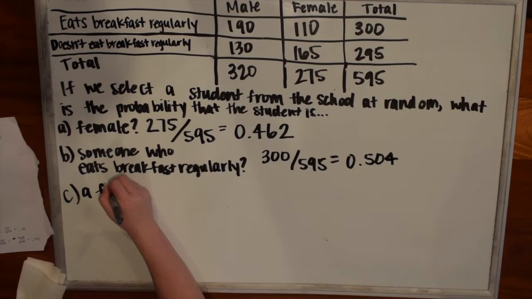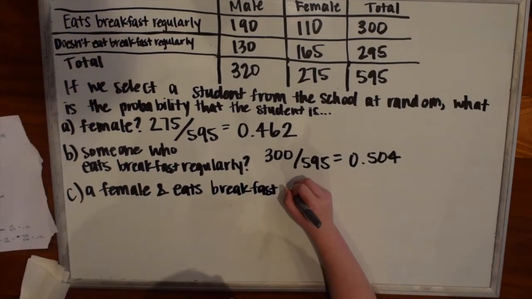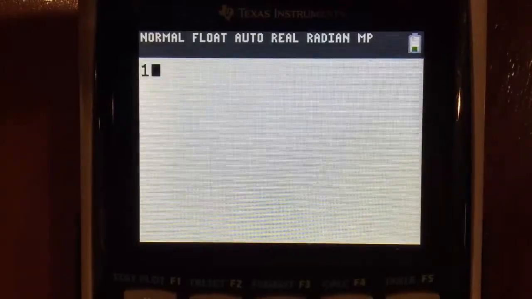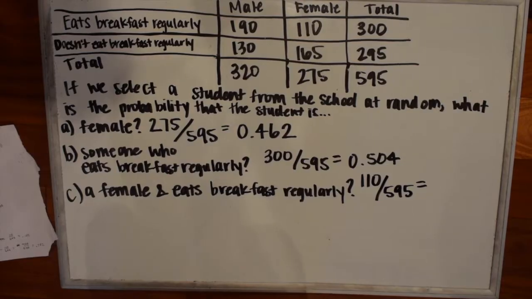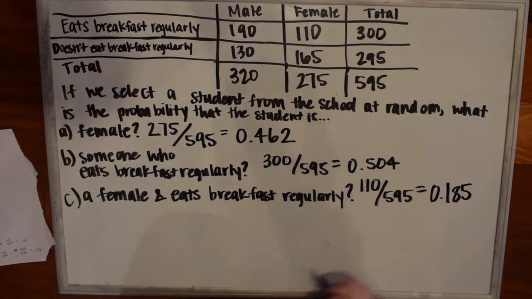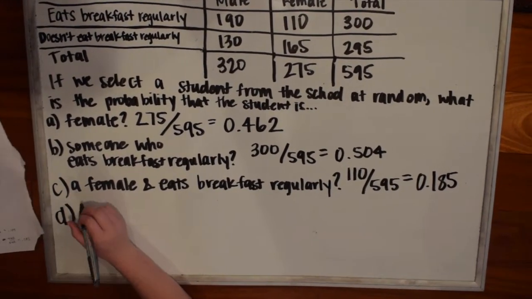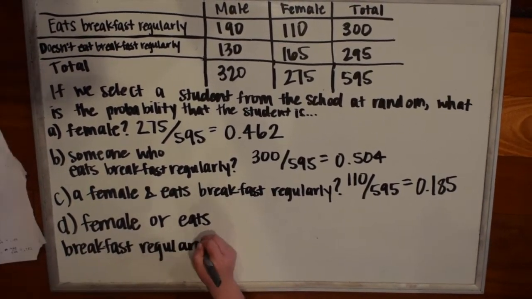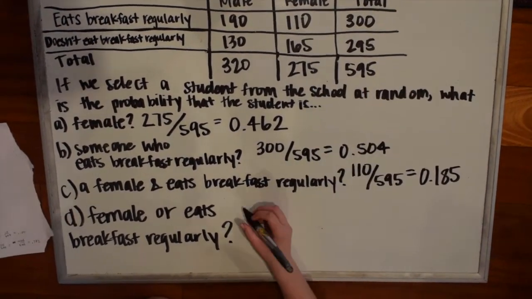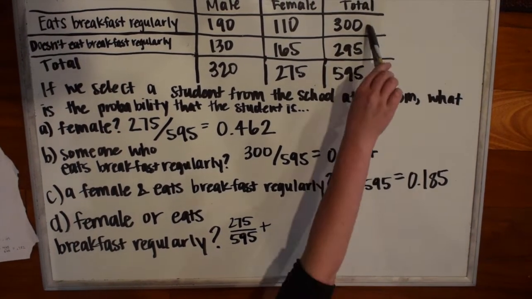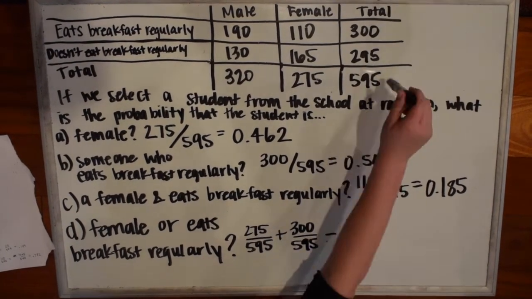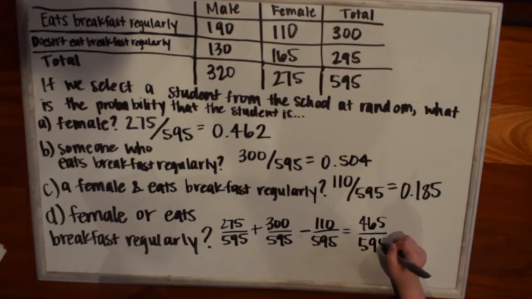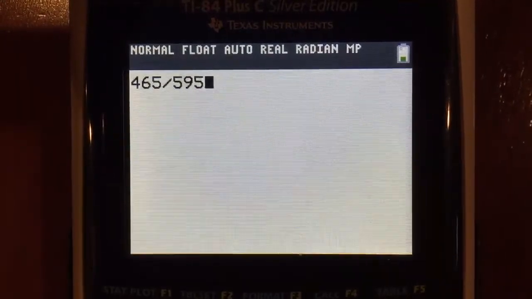Part C, a female and eats breakfast regularly. You find the intersection of female and eats breakfast regularly, which is 110, divided by the total population, 595, which equals 0.185. Part D, female or eats breakfast regularly. So you do the proportion of females plus the proportion of people who eat breakfast regularly minus the intersection of females who eat breakfast regularly, which equals 465 out of the total of 595, which equals 0.782.